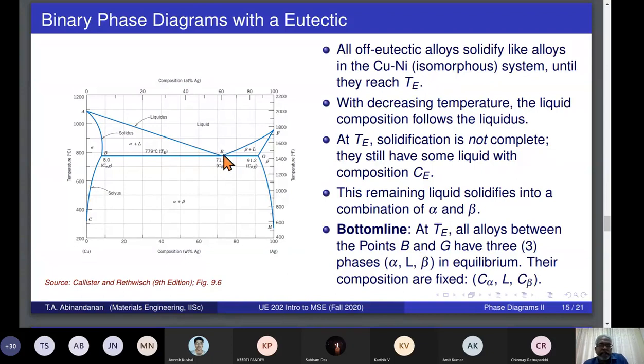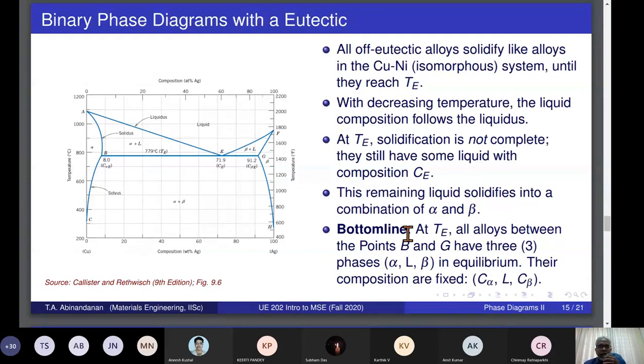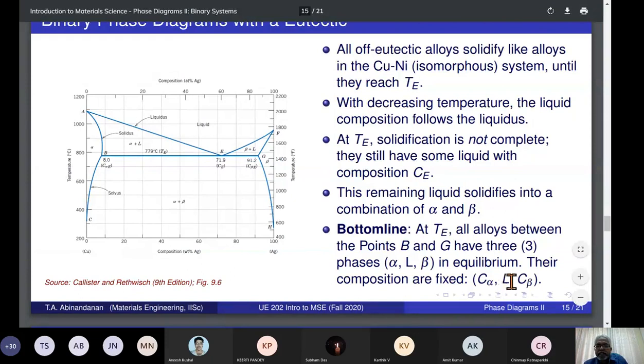And of course, the alpha and beta that are produced would also have the same compositions as we have already described: 8% for alpha and 91.2% for beta and so on. So the bottom line is that at T_E, all the alloys starting from here to there could have three phases in equilibrium, and their compositions are obviously fixed at these values. Okay, this should be C sub L. I will change it and repost this.